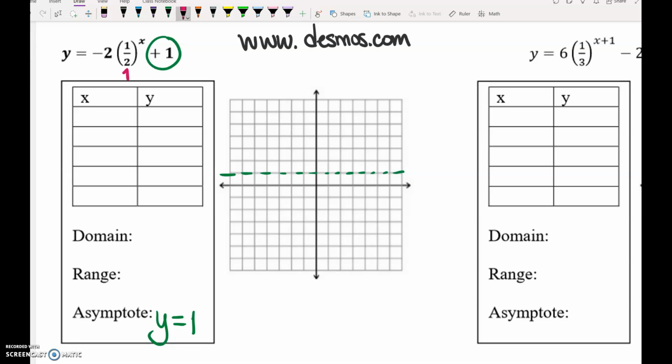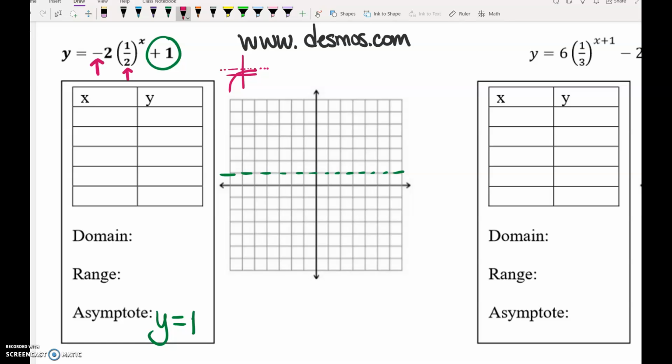The 1/2 tells me that this is decay. That means it's going to start far away from the asymptote and then move toward the asymptote. But the negative tells us that it's flipped. So if our asymptote is here at 1, it's going to start way down below, and then it's going to curve up and get closer to that asymptote.